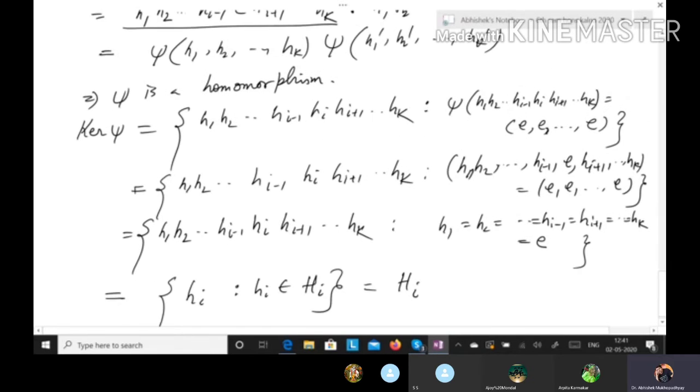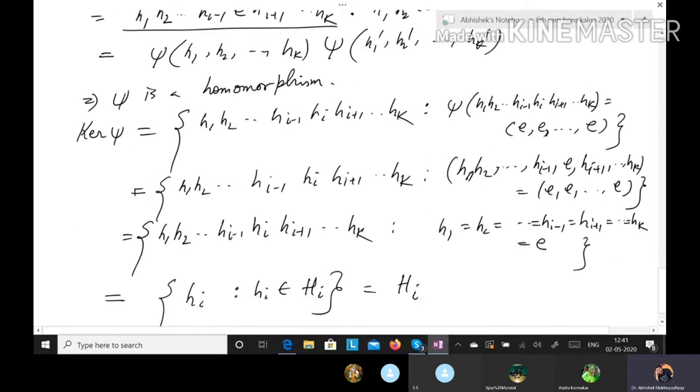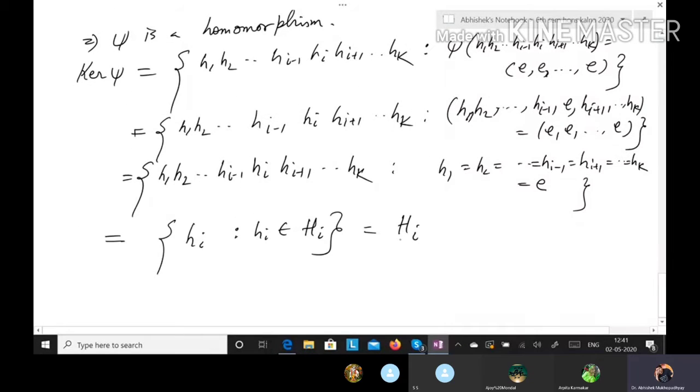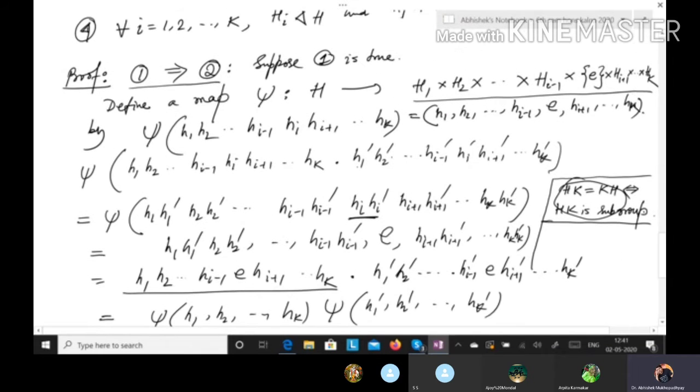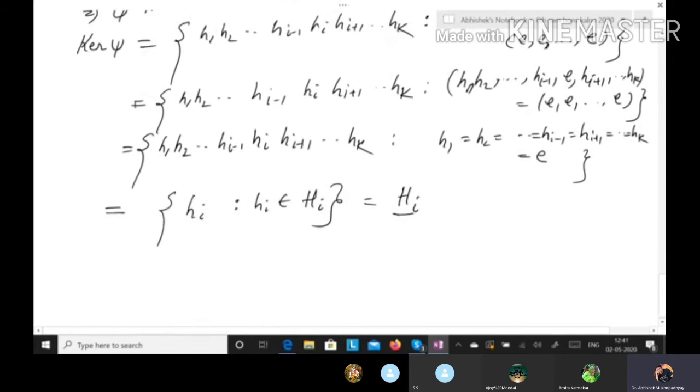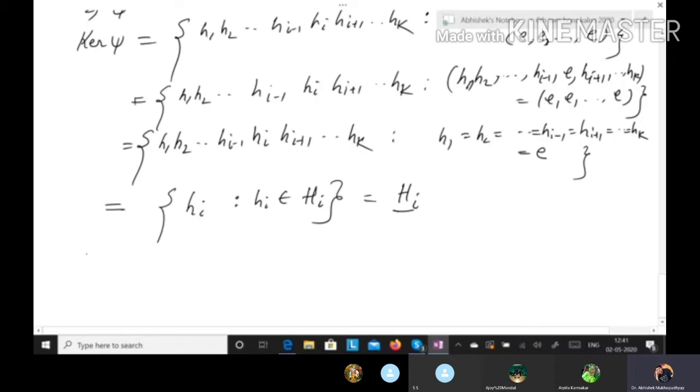So just by considering the ith index, we have proved that Hi actually is the kernel of this map psi. So since it is a kernel, it must be a normal subgroup. So this proves that the Hi's are all normal in H. So it is a kernel.